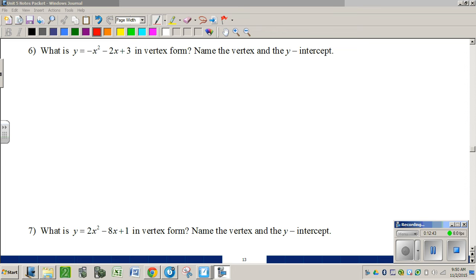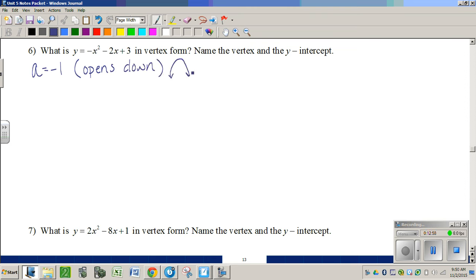Alright, so number 6, we're going to address what happens when our a value is not equal to a positive 1. And in this case, our a value is equal to a negative 1. So the first thing that this tells us is that this parabola is concave down. It opens down, meaning that if I graphed it, it would look like an upside down U shape. So the first thing that I want to do is I'm going to factor out that negative 1. So this is going to give me x squared plus 2x minus 3.